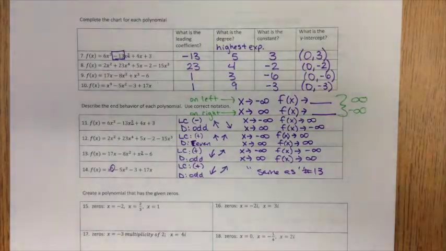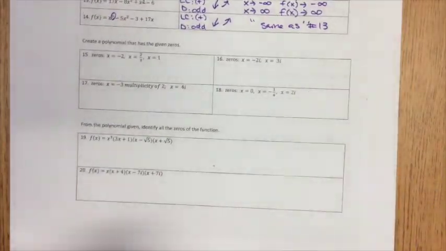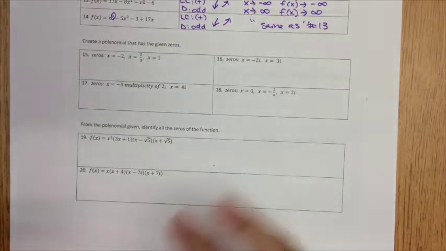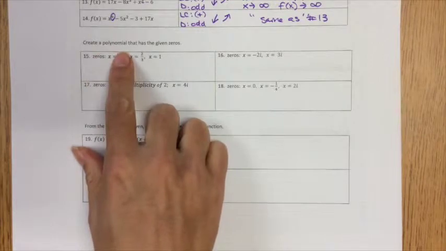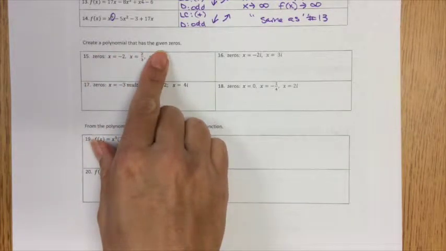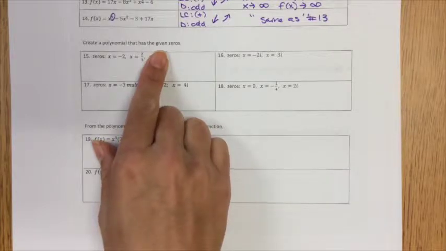Okay, let's look at number 15, 16, 17, and 18. Now, the directions are important. Make sure you read them. It'll tell you what to do. Create a polynomial that has the given zeros. So, step 1, turn the zeros into factors. Step 2, multiply it out. So, let's look at number 15.